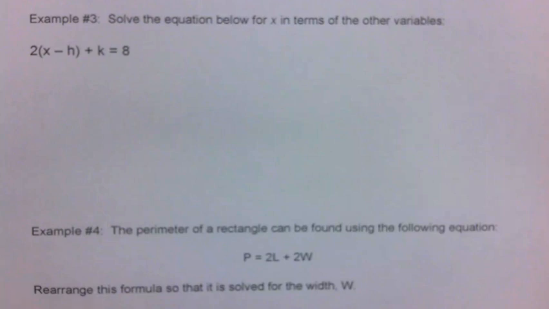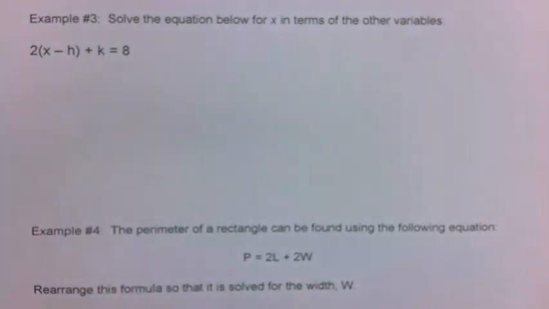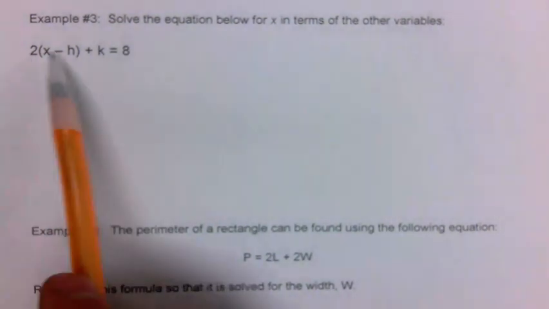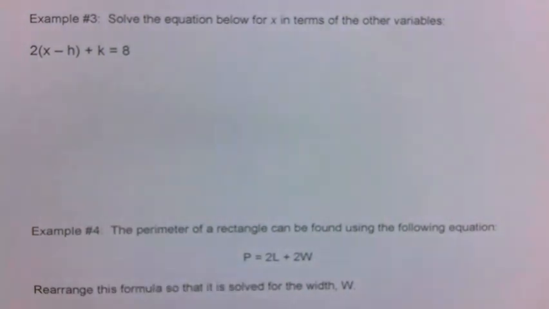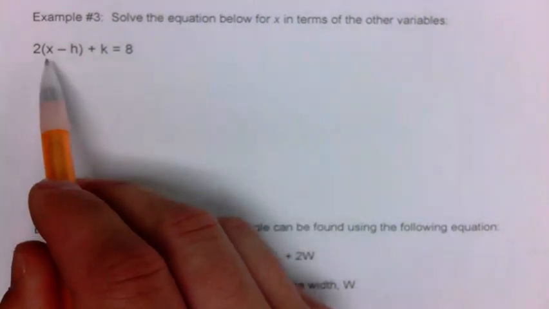In example 3, we're going to solve the equation below for x in terms of the other variables. The other variables we have here are h and k. Notice in this equation that we do have some numbers. We have a 2 right there. We have an 8 right there. Okay, so we're going to just treat this algebraically just as we would any normal equation. We have to try to isolate that variable x right there.